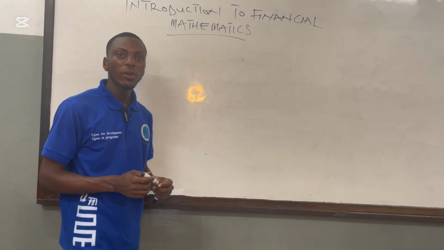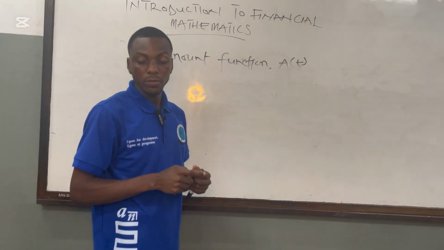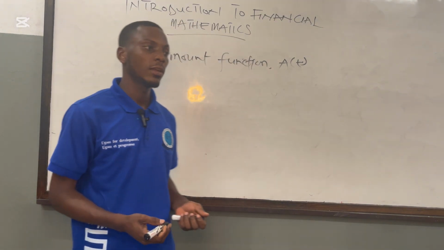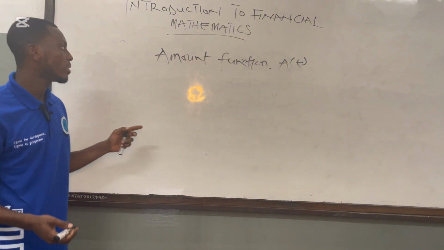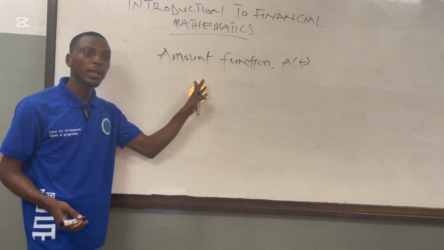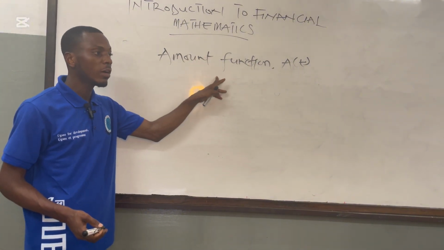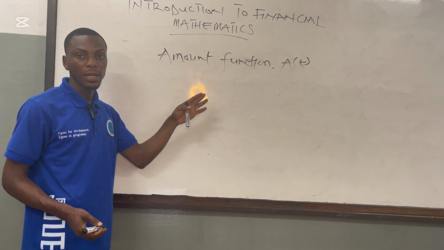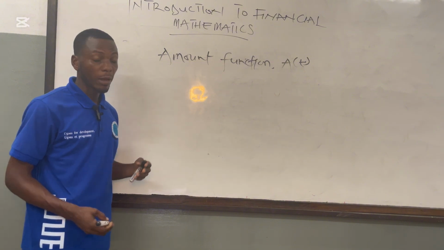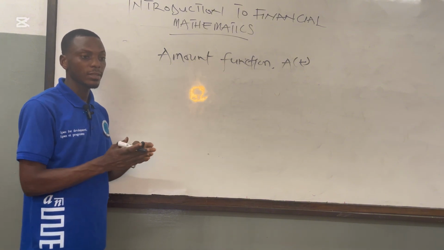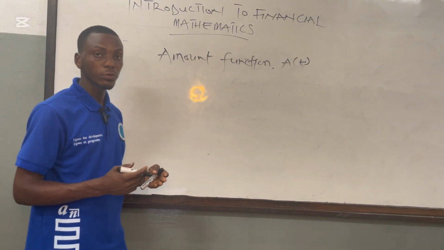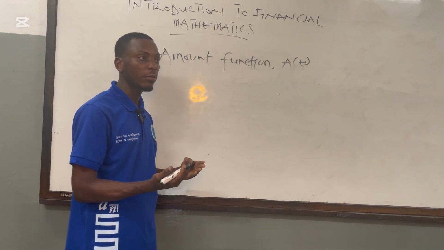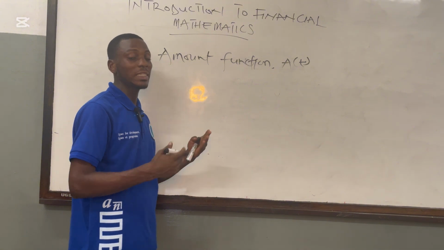All right, let's now look at the amount function. So somebody would ask, why do we need the amount function? The amount function is very, very important, because with this function you can find the accumulated value or the future value of any initial deposit at any point in time, right? So suppose you deposit, let's say, $100 today in a bank, and you want to find how much the account will be worth in 5 years from now, or 10 years from now.